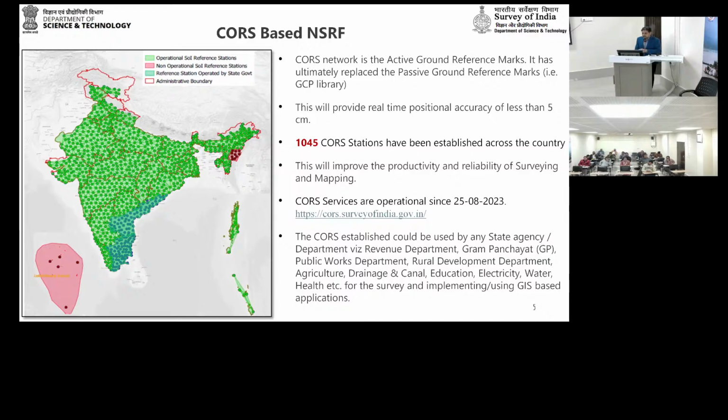And you see in the northeast region like Manipur, due to disturbance, we haven't set up a CORS station there. I think in 2 to 3 months we will set up a CORS station in the Manipur region, and it will be operational very soon.